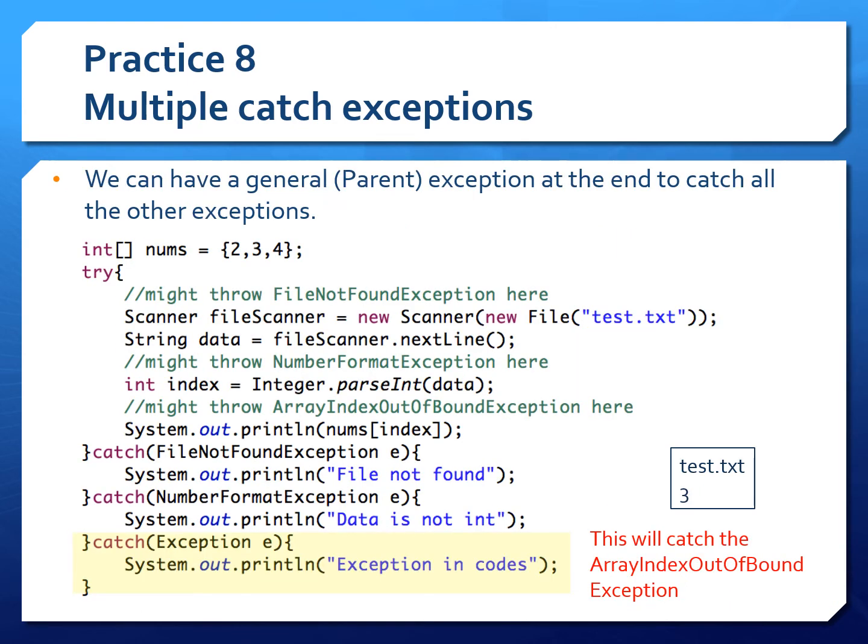Now, modify the previous code to include the catch Exception block. As Exception is the superclass of all exceptions, this Exception block will catch any form of exceptions. Next, create a file test.txt with the text 3 in the file to throw the ArrayIndexOutOfBoundsException. The ArrayIndexOutOfBoundsException will be caught by the last Exception block. Pause the video and test this example.